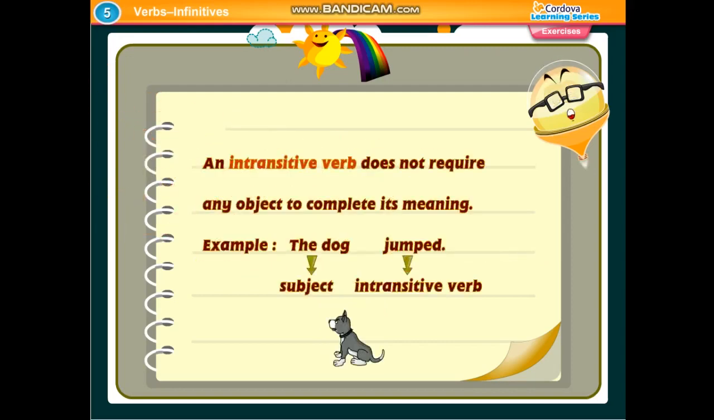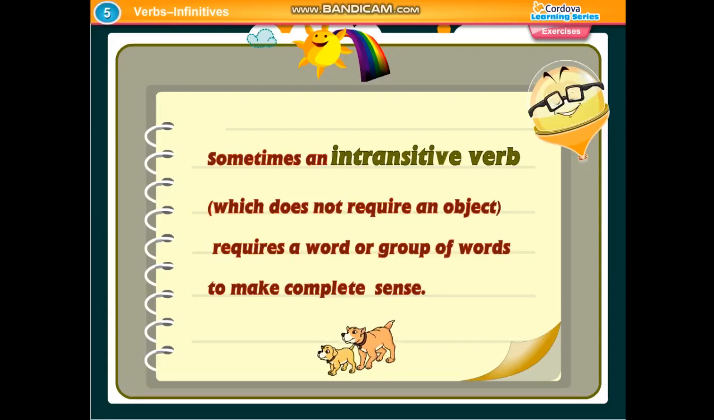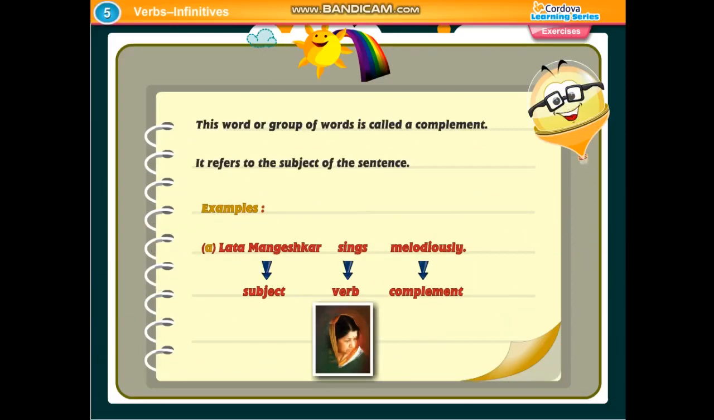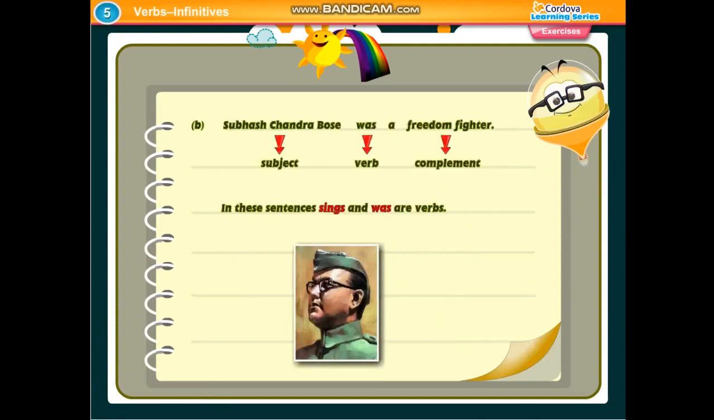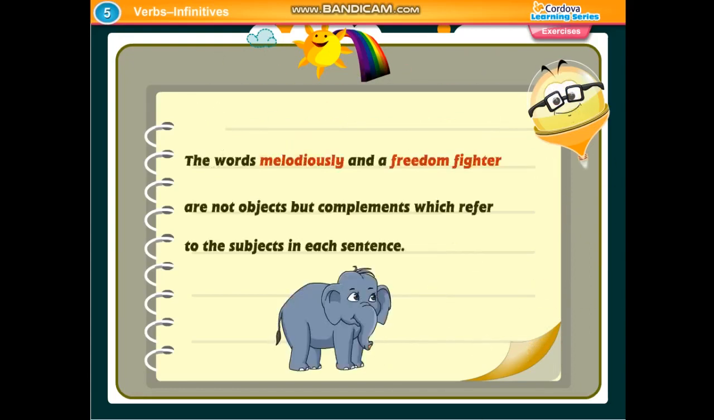An intransitive verb does not require any object to complete its meaning. Example: The dog jumped. Subject, intransitive verb. Sometimes an intransitive verb which does not require an object requires a word or group of words to make complete sense. This word or group of words is called a complement. It refers to the subject of the sentence. Examples: Lata Mangeshkar sings melodiously. Subject, verb, complement. Subhash Chandra Bose was a freedom fighter. Subject, verb, complement. In these sentences, sings and was are verbs. The words melodiously and a freedom fighter are not objects but complements which refer to the subjects in each sentence.